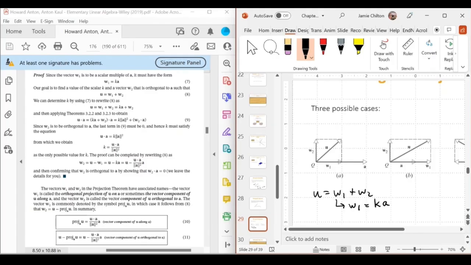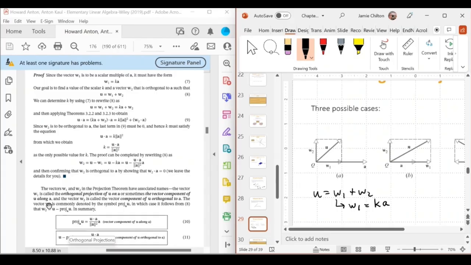So then they want you to be able to calculate these things, and they've given you this important paragraph here. Vectors W1 and W2 in the projection theorem have associated names, so you're going to want to make sure that you know these names. The vector W1 is called the orthogonal projection of U on A, or sometimes the vector component of U along A. And then the vector W2 is called the vector component of U orthogonal to A. So you're going to want to read this a couple times to get that terminology down.